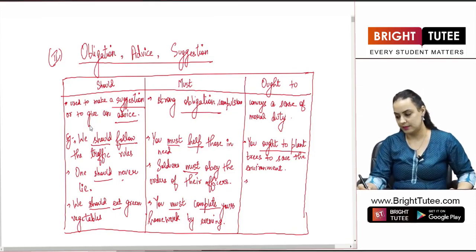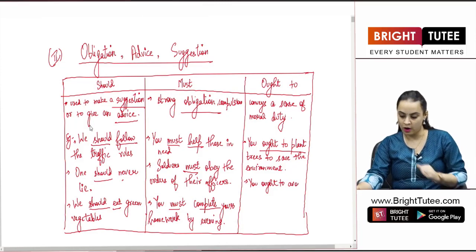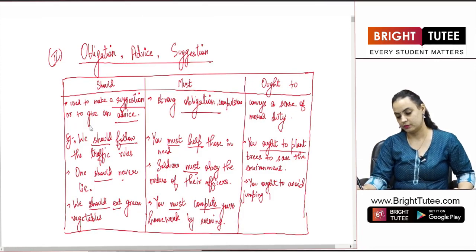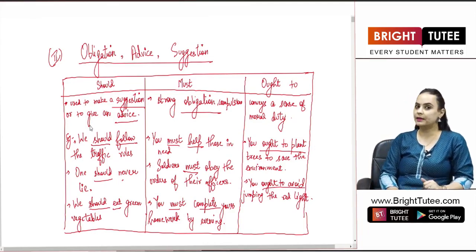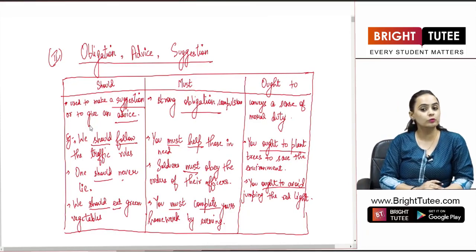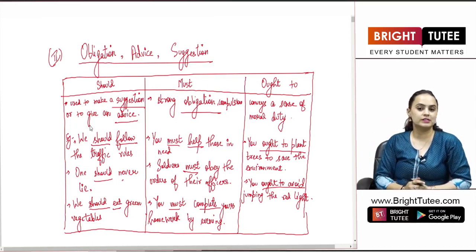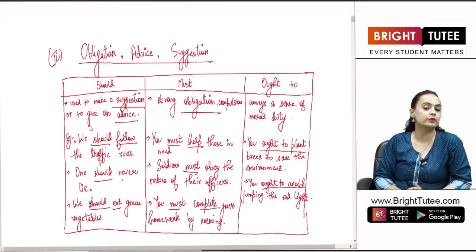Next, if I give you an example, you ought to avoid jumping the red light. Again, not jumping the red light, following the traffic rules is something which is very important and morally correct for each one of us to do. So, ought to is used to talk about something which is morally sound, which is morally correct.